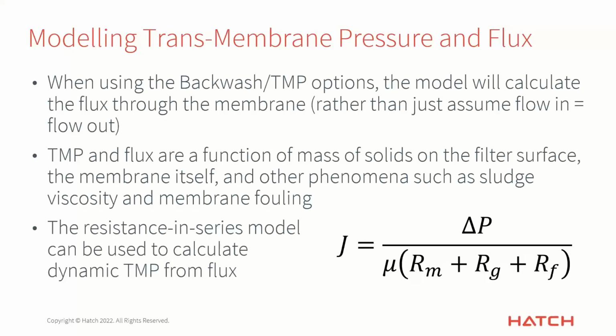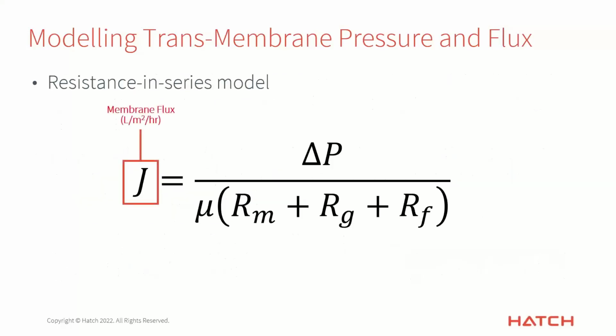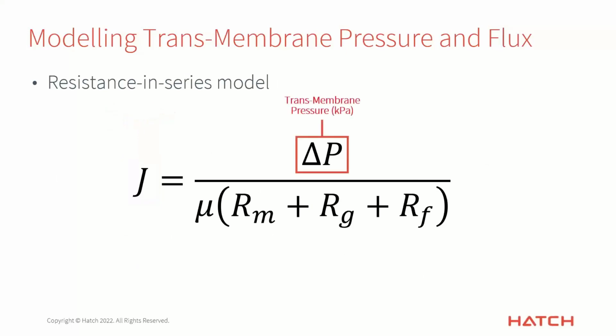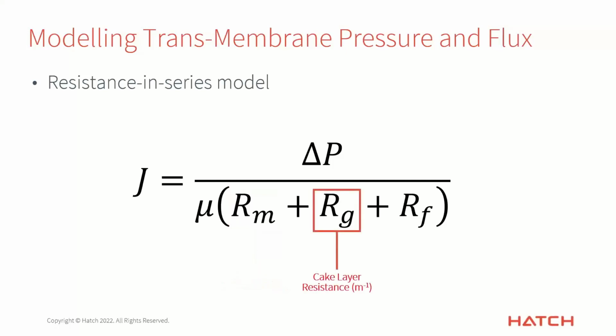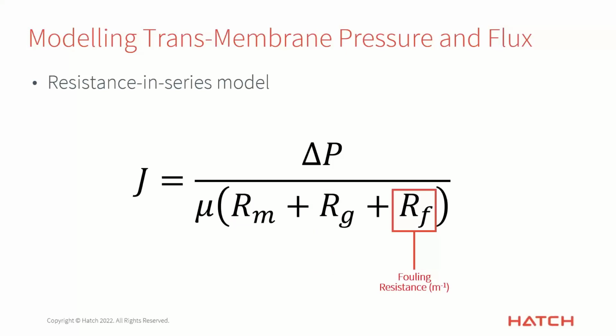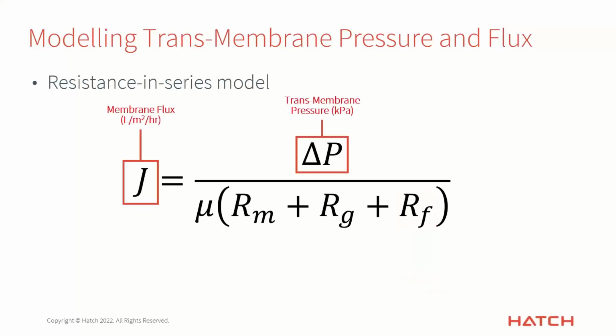Basically we use this resistance in series model to be able to calculate the TMP from the flux that we know is happening through that membrane surface. So we're going to use this equation. It's got the membrane flux, which is a function of transmembrane pressure divided by the viscosity, and then these three resistance terms. One of them is the membrane resistance itself. Another one is the cake layer resistance, or related to the amount of solids on the surface. And the last one is the fouling resistance. So let's look at these in a little bit more detail.